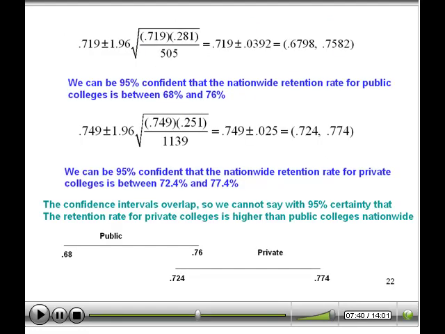First, we establish a 95% confidence interval for the public college data by using the sample retention rate of 0.719. Next, we establish a 95% confidence interval for the private college data using the sample retention rate of 0.749. I'd like you to take a moment to review the calculations.